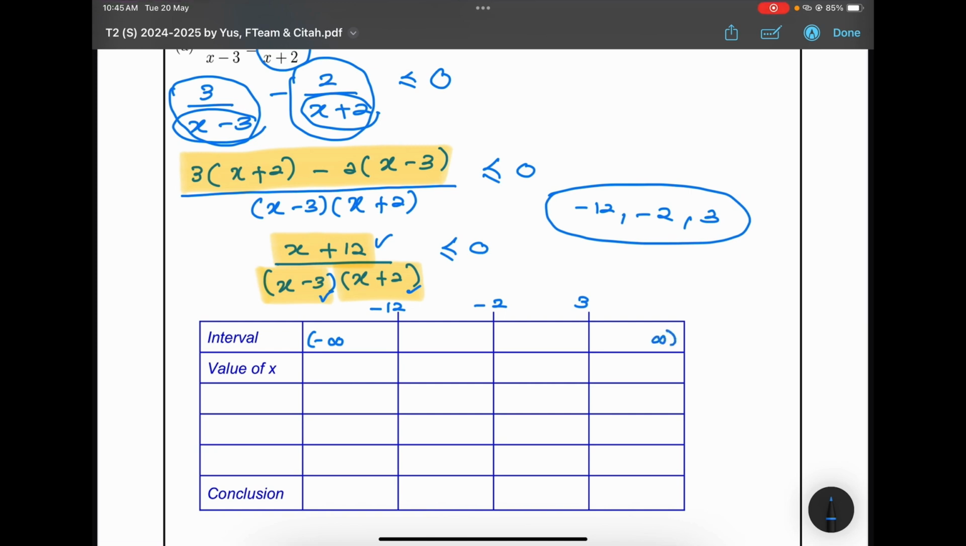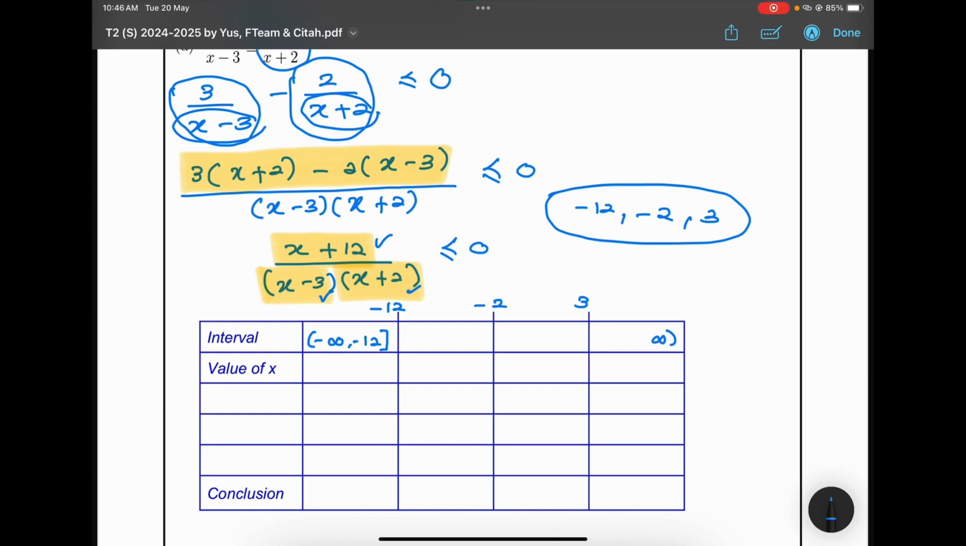So macam mana nak selesaikan the rest of the interval? You just need to substitute with your critical number here lah. So kalau kat sini negative 12, so kat sini akan jadi negative 12. Tutup.